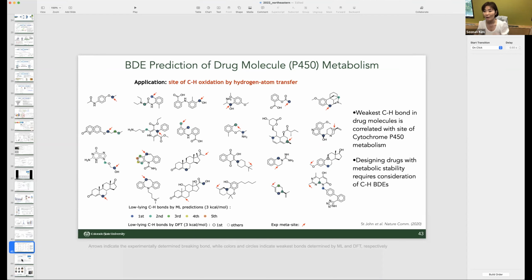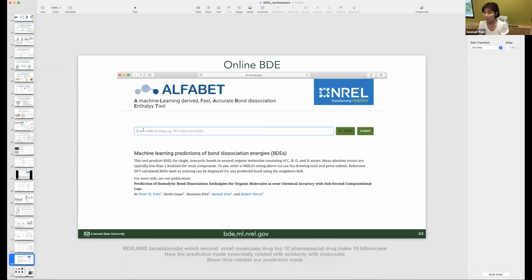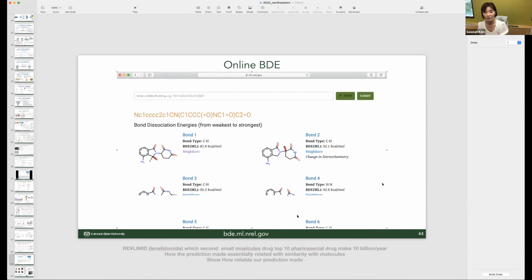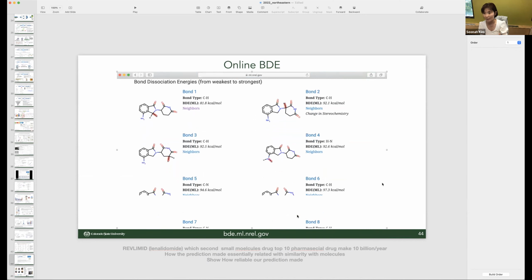And also, for every single machine learning toolkit that our group developed, we always make a website so everyone can come and measure whatever they want. So this is our website, where you can put in your target molecule that you want to know about the BDE. If you don't know the SMILES, you can draw it. So this is the movie. If you don't know the SMILES, then you can draw, and then we can make SMILES, and then click the submit button, and the results are shown from the lowest energy to the highest.